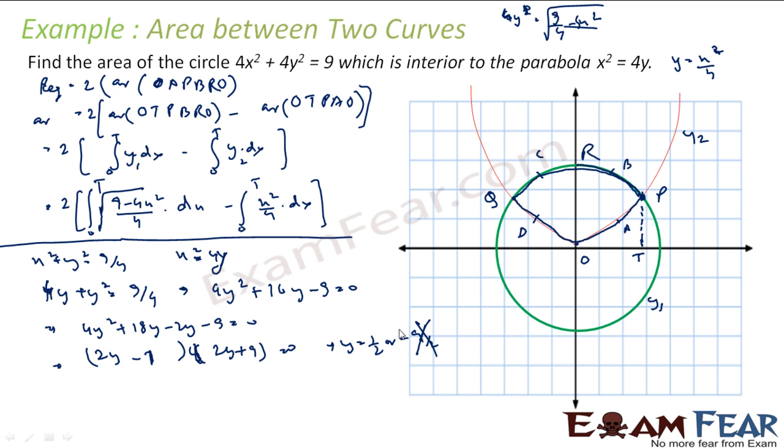So I can take y is equal to 1 by 2 and see what is the value of x. If I take y is equal to 1 by 2, my x becomes, if you see, x is nothing but root 2y. So x is nothing but root of 2 into 1 by 2.